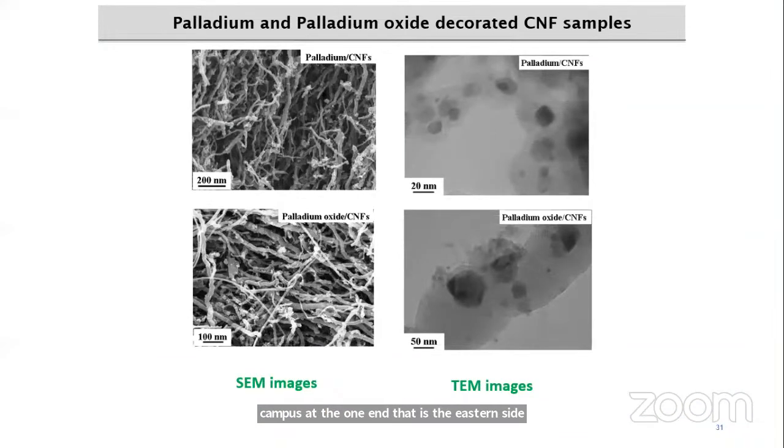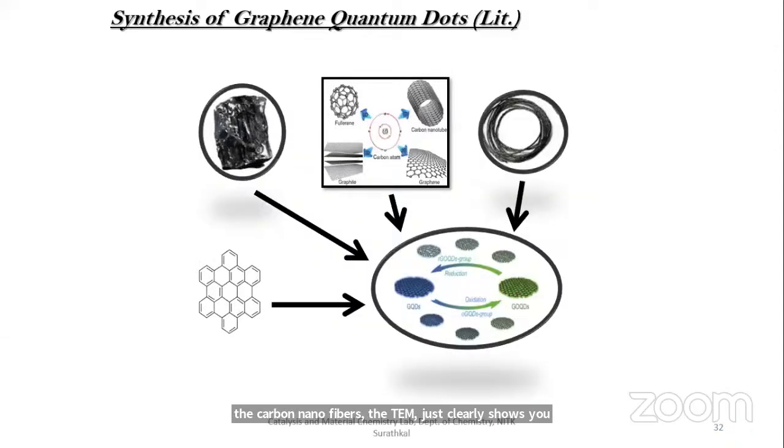Now, this is the palladium oxide decorated CNF, that is the carbon nanofibers. You can see the carbon nanofibers. The TEM images clearly show you the decoration of palladium as well as palladium oxide on CNF.